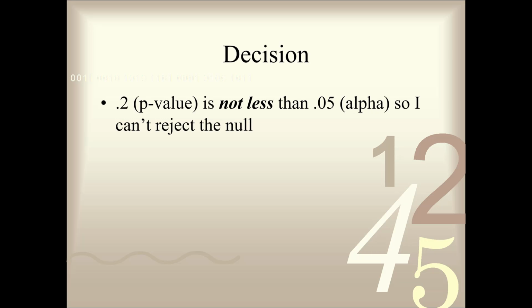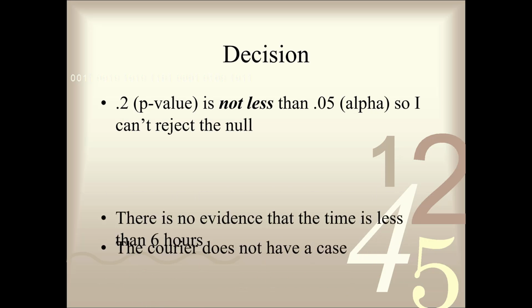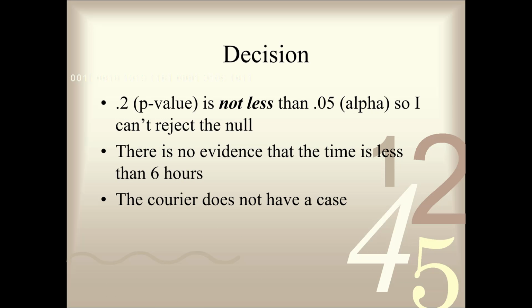Okay, the 0.2 p-value is not less than 0.05, which is alpha, my level of significance. So I can't reject the null. There is no evidence that the time is less than 6 hours. The courier does not have a case. Okay? If I'm not rejecting the null, I'm going with the null, and I don't have evidence for the alternate.